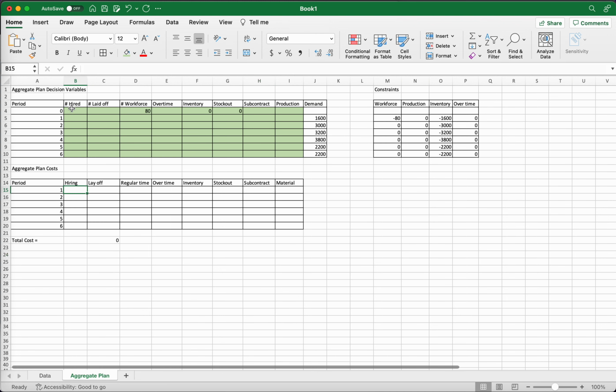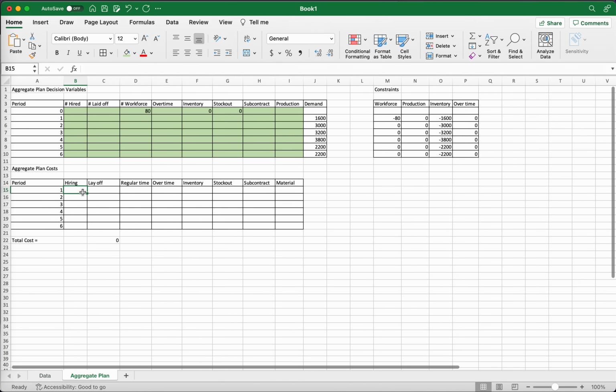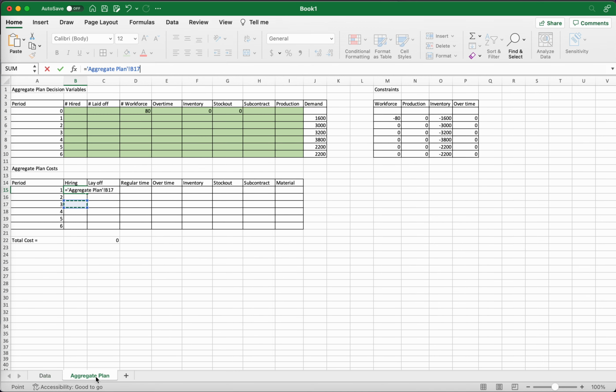So the hiring costs are, if you hire anybody in the first month, we know that hiring cost per worker is $300. So we can say that hiring cost is $300, and we'll make that an absolute reference, $B$17, times, so $300. So this comes from the previous thing, $300.